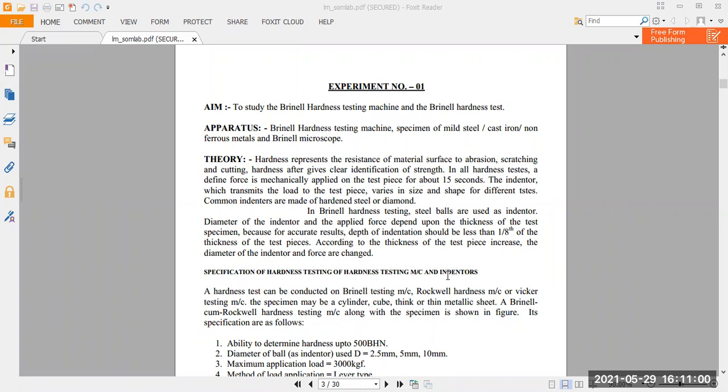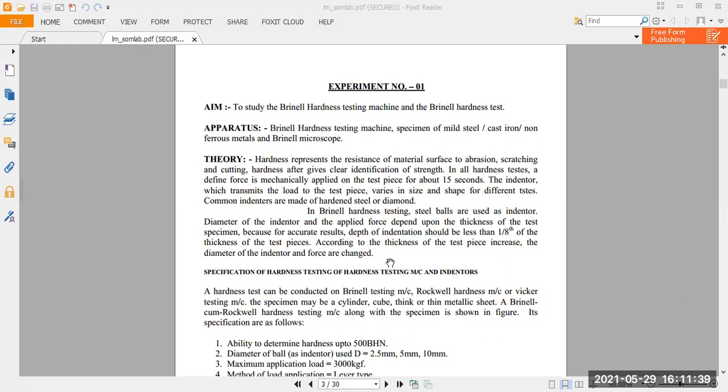Now, accordingly, as the thickness of the test piece increases, the diameter of the indenter and the force are changed here. Now, what happens here? If we increase the thickness, you can use a higher diameter of the indenter, and the force can be higher. So for a 10 millimeter or 1 centimeter ball, we can use a load as high as 3000 kg. So this tallies with our own findings.